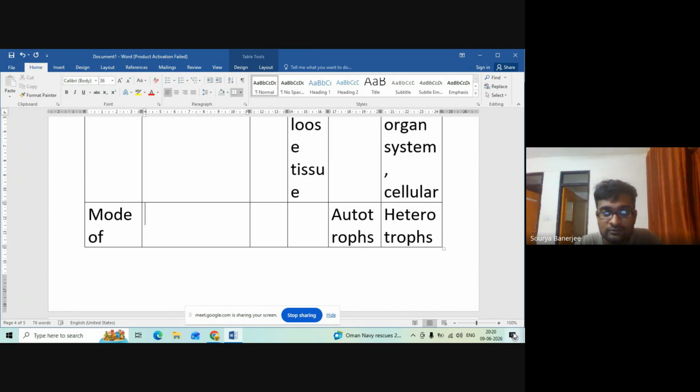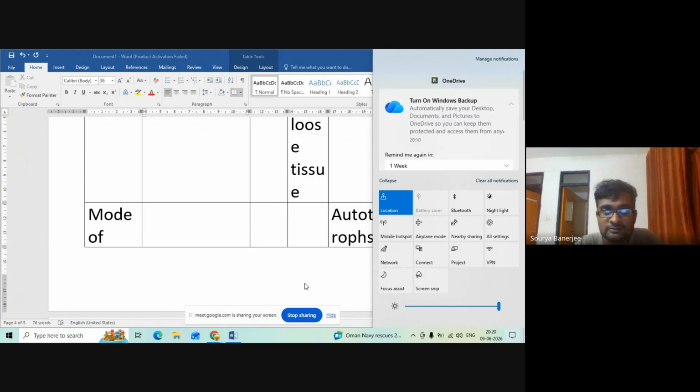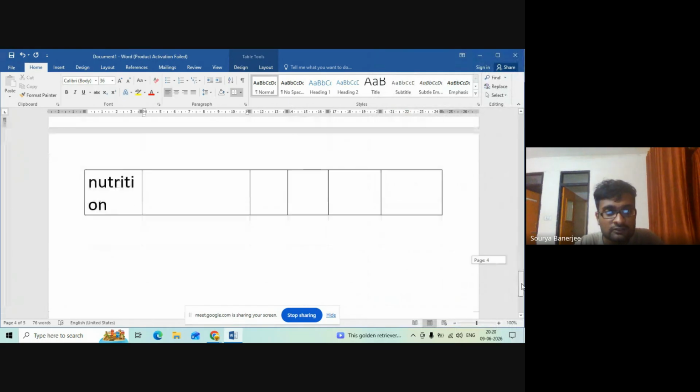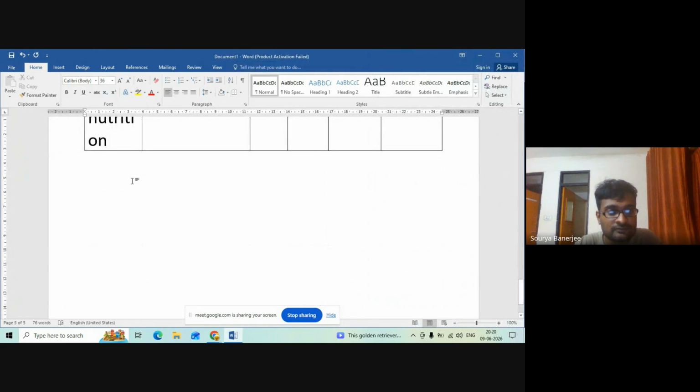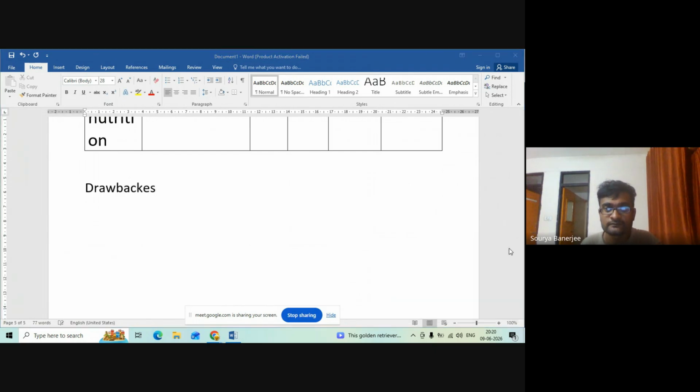You, I think, know the difference. In mode of nutrition, in another chapter, you will be able to understand the difference. So this table is over. Now what we will see are the drawbacks of previous classification.